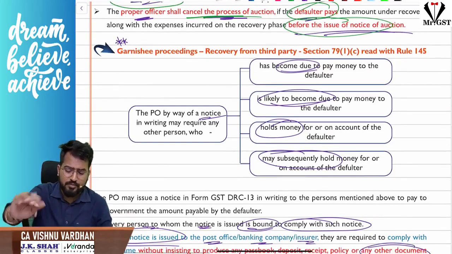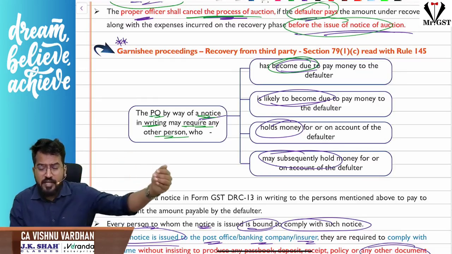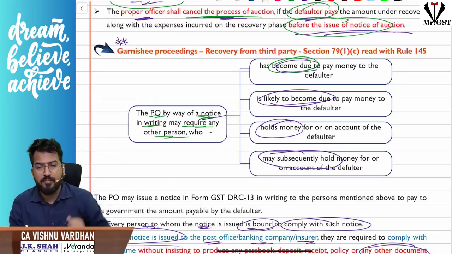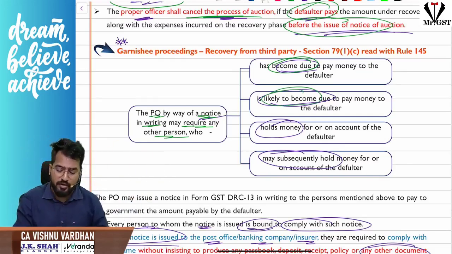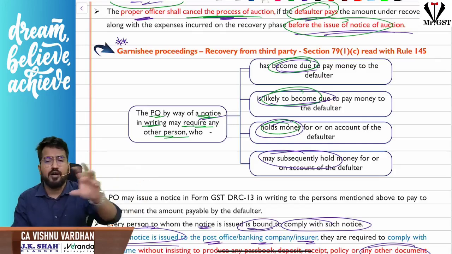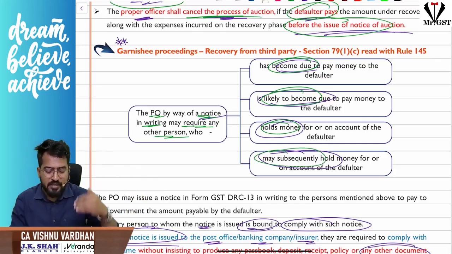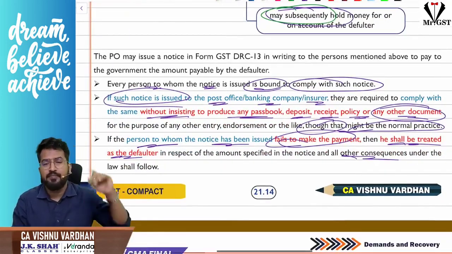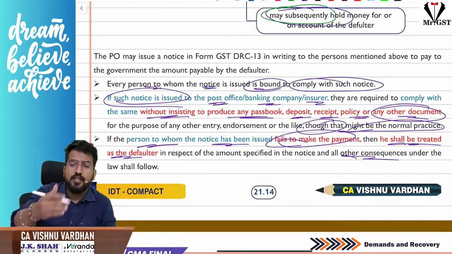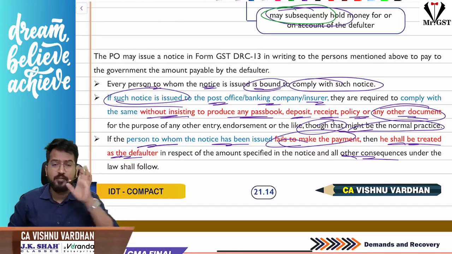Sir, what are garnishee proceedings? The proper officer by way of notice in writing may require any other person. So garnishee proceeding means any person who is liable to make payment to the defaulter, or who may likely become liable to make payment to the defaulter, or who is holding right now money of the defaulter, or who is likely to hold the money of the defaulter. For those people, the proper officer will give notice saying that you are supposed to make payment to us instead of to the defaulter. And that person who is receiving that notice is bound to make payment to the taxation department, otherwise he will be liable to the tax department.